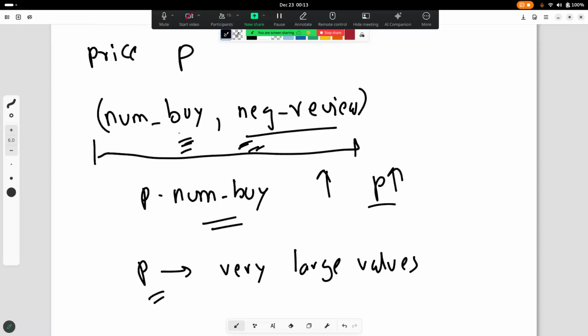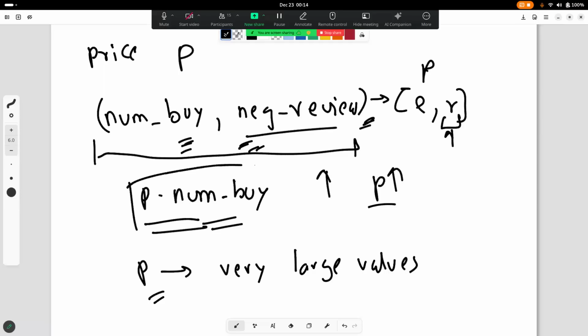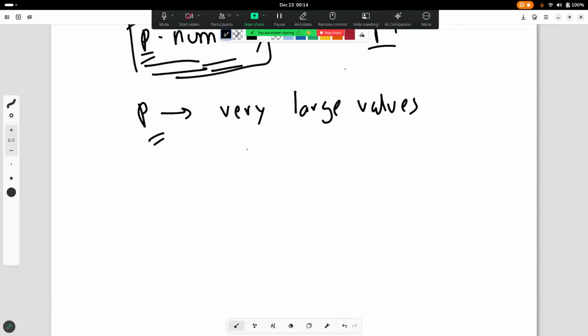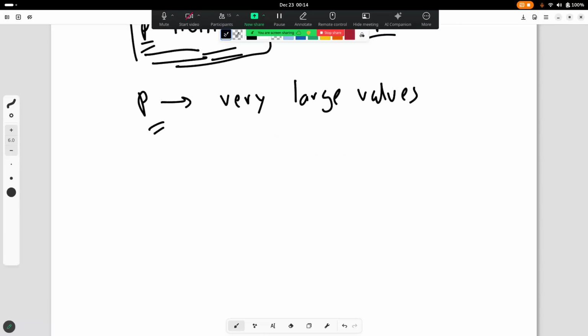If numBuy and negReview are fixed for a range of price, say L to R, then you would always consider the maximum price for which this pair occurs, because you want to increase your sales as much as possible, and they increase when you increase the value of P. So that's the overall idea behind this problem.